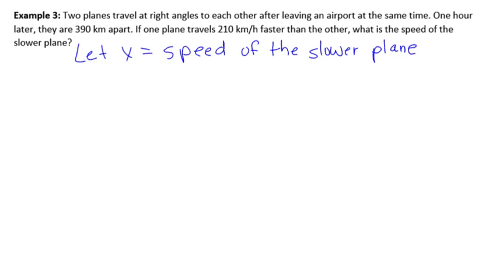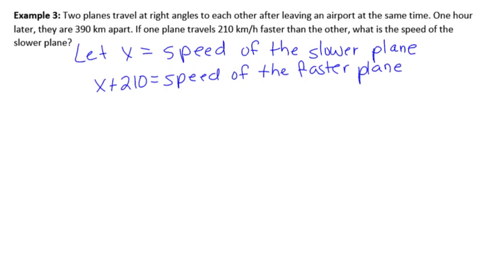Then the second plane isn't just going to be y, it's going to be x plus 210, because one plane travels 210 kilometers per hour faster than the other, and that's faster than the slower plane. We're looking for the slower plane as x, so the other one, x plus 210, will be the speed of the faster plane.